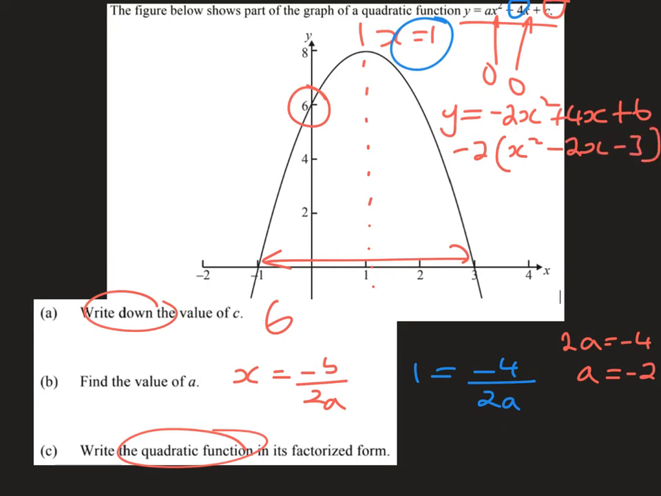And that's much easier to factorise because we just need to think of two numbers which multiply to give you negative 3 and add to give you negative 2. So those two numbers are going to be x minus 3 and x plus 1. So that is going to be your final answer for part C.